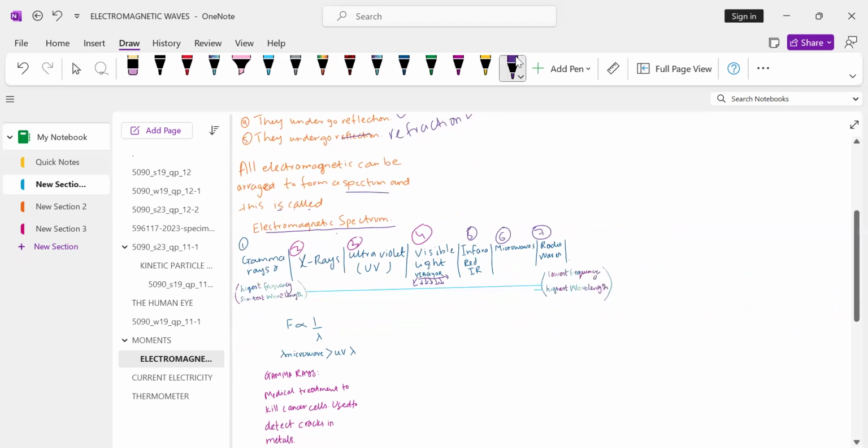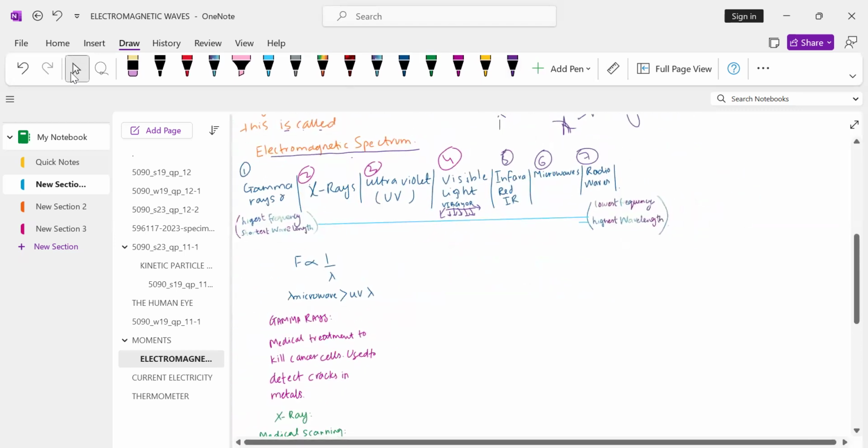To remember these 7 waves, you can use a sentence, and the sentence is: Red Monkey In Win Uses X-ray Gun. So R for radio waves, M for microwaves for monkey, infrared for in, visible light for win, UV rays for uses, X-ray, and gamma rays for gun. So you can remember this using the sentence Red Monkey In Win Uses X-ray Gun.